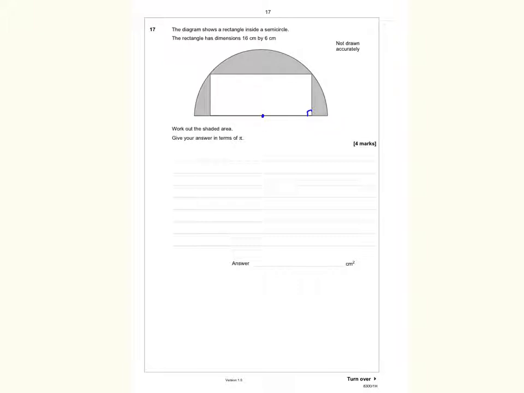The center is there, and if I make a radius going to the corner of the rectangle, I can see that I've got a right angle triangle. This would be 8 centimeters, which is half of 16, and this would be 6 centimeters. Now, I do recommend that you write this into your diagram, but do this in pencil, because if you get it wrong, it's very difficult to fix it and to start thinking correctly again. So do it in pencil, and if it is wrong, you can rub it all out.